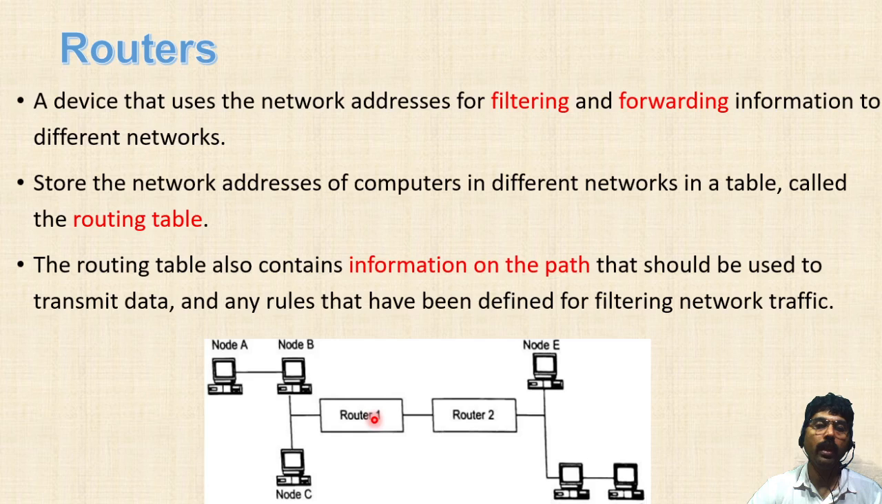Okay, what is the job here? The job of the router is filtering and forwarding. When you are connecting a computer in a local area network, the MAC address is sufficient to transmit the data. But when you are connecting your device to a network on the other side, meaning another network outside, the MAC address is not sufficient. We need an address called an IP address.